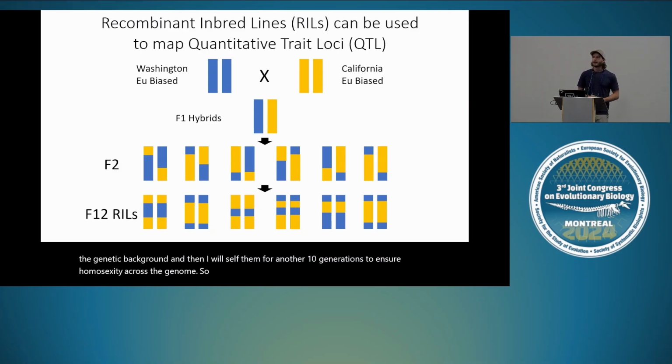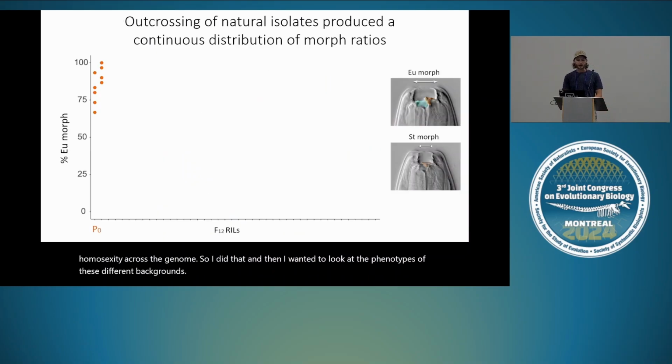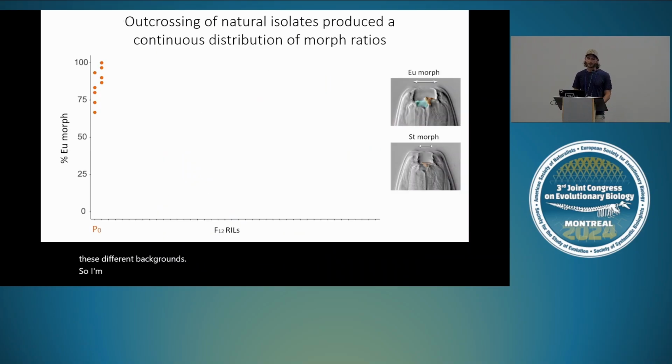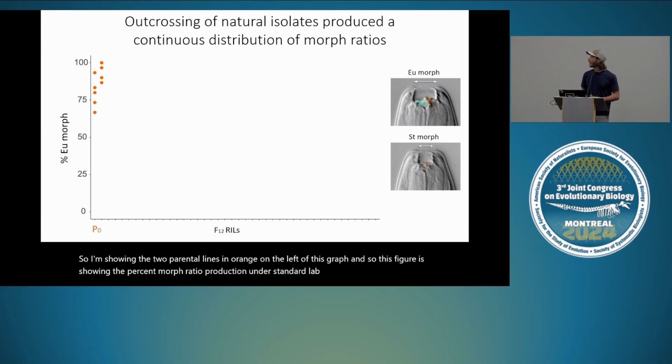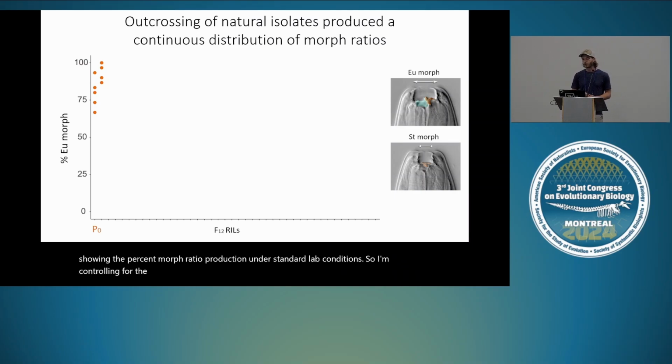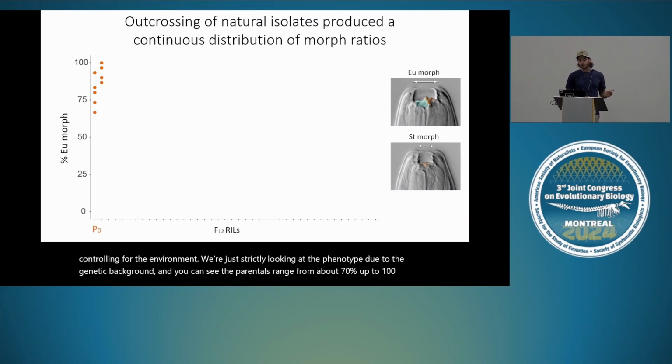I did that, and then I wanted to look at the phenotypes of these different backgrounds. I'm showing the two parental lines in orange on the left of this graph, and this figure is showing the percent morph ratio production under standard lab conditions. So I'm controlling for the environment. We're just strictly looking at the phenotype due to the genetic background. You can see the parentals range from about 70% up to 100%. These are individual replicates, each dot.